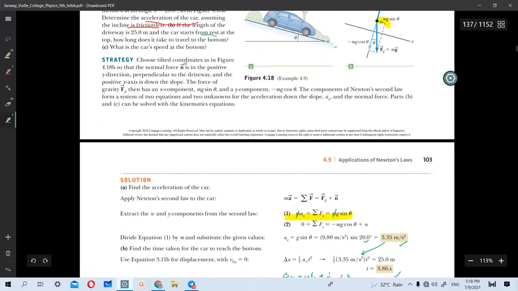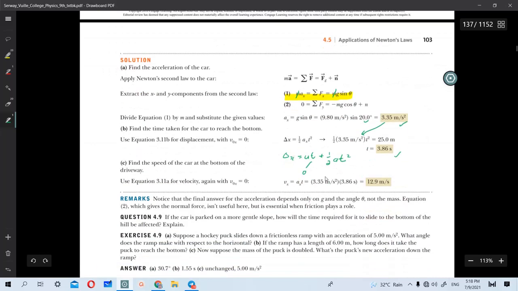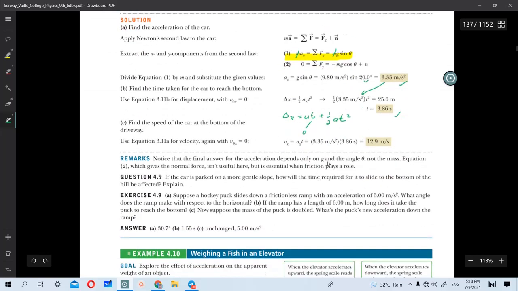What is the car's speed at the bottom? Now, let's just go back to the kinematic expression once again. The expression that we are looking at is v equals u plus at. And u is 0. How about a? 3.35.